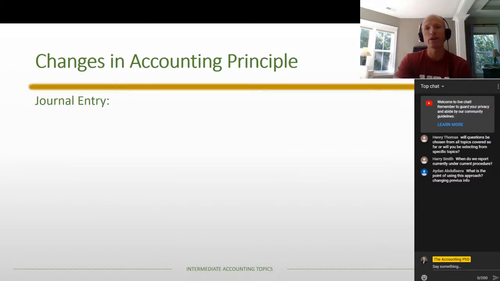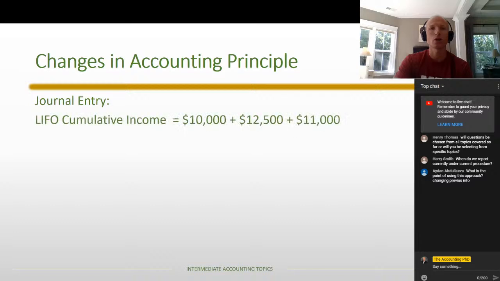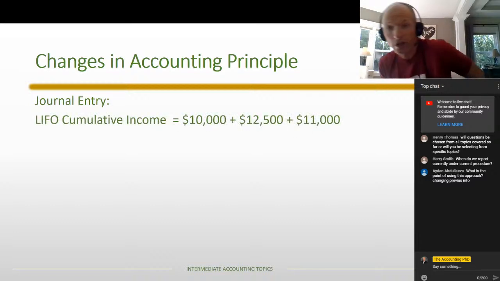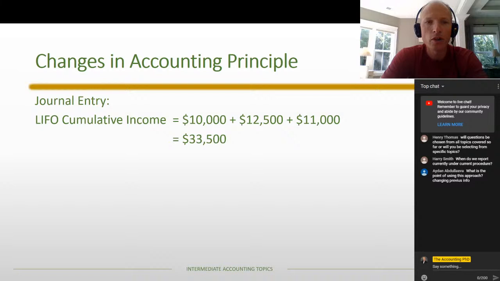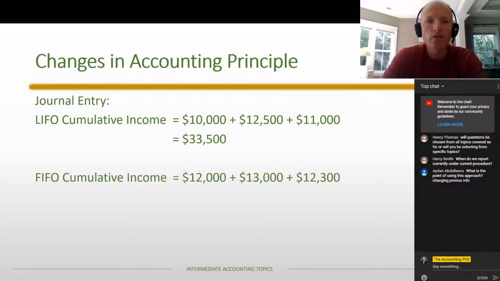All right, so then we've got to figure out, is there a journal entry that's necessary? In other words, do we need to change any of the balances in our permanent accounts? Let's figure it out. The first thing you look at is the cumulative income under LIFO. Over the 3 years, there would have been a total of $33,500 in income under LIFO. If we had used FIFO for those 3 years, our cumulative income would have been $37,300.